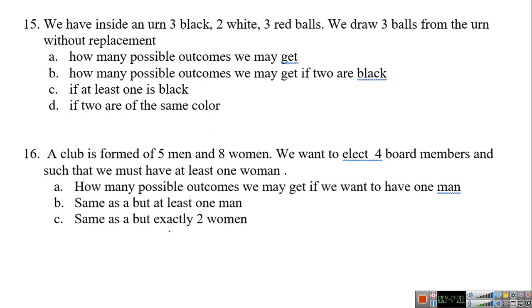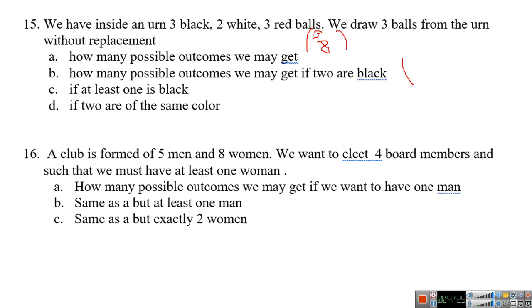We have inside an urn 3 black, 2 white, and 3 red balls. We draw 3 balls from the urn without replacement. How many possible outcomes? Without replacement, so it's a combination, because order is not important. I want to pick any 3. They didn't mention the color. Out of how many balls do you have? 3 out of 8.